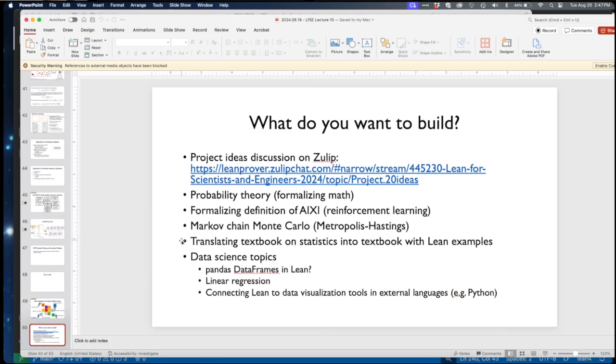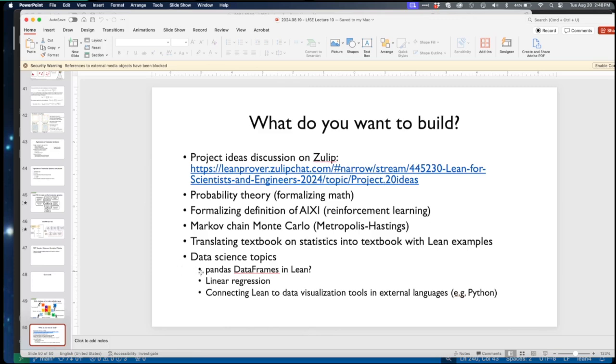One person was saying there's a textbook on statistics, and it would be really neat to turn a statistics and probability textbook into a textbook with Lean examples. And I think that would be neat as well for teaching those things. And I thought the most interesting idea was an open-ended question of how could we do data science stuff in Lean? And after reflecting on that over the weekend, I suggested, how about a pandas data frame?